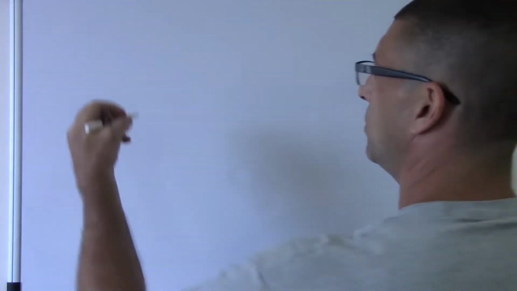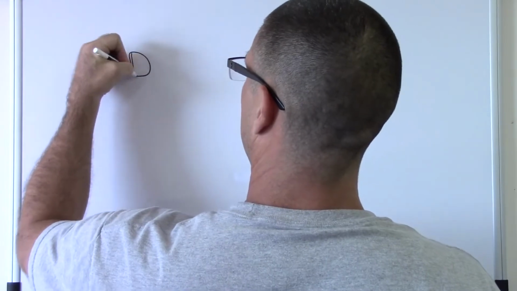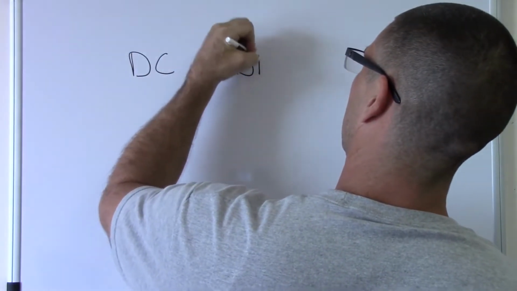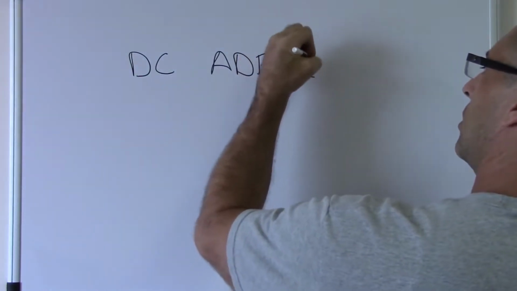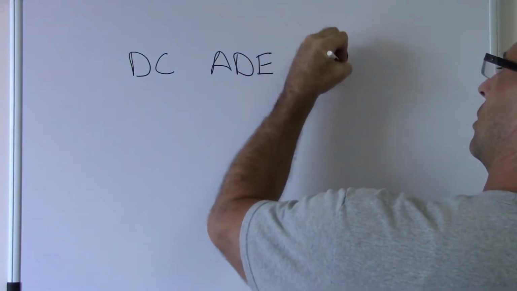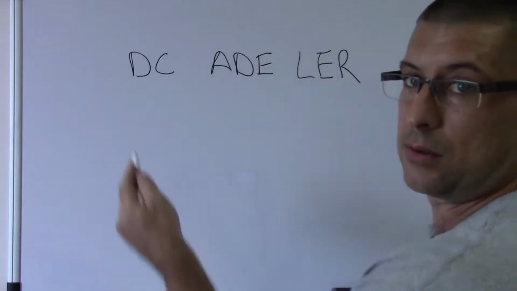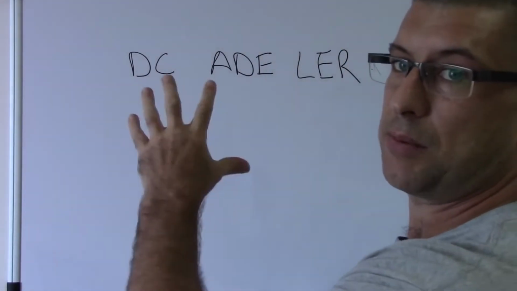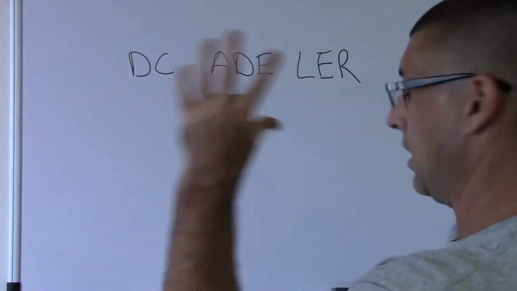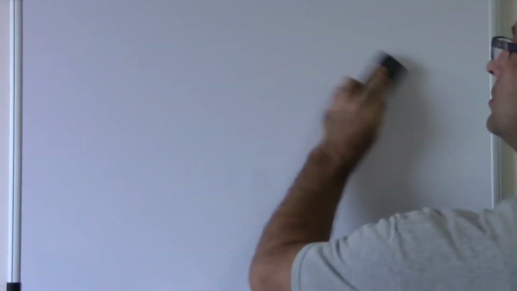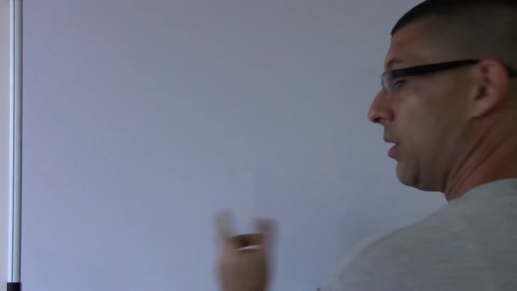What you're going to want to write is DC AID LR. So you got that? DC AID LR. Now, just somehow memorize that. I don't care how you're going to memorize it, just do it. So, why is that important?